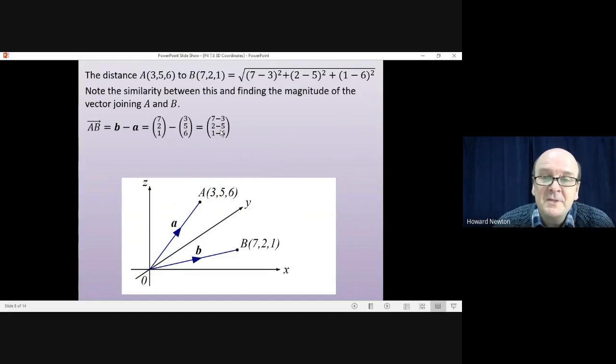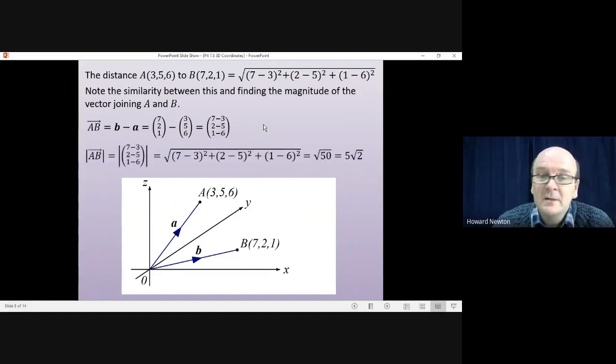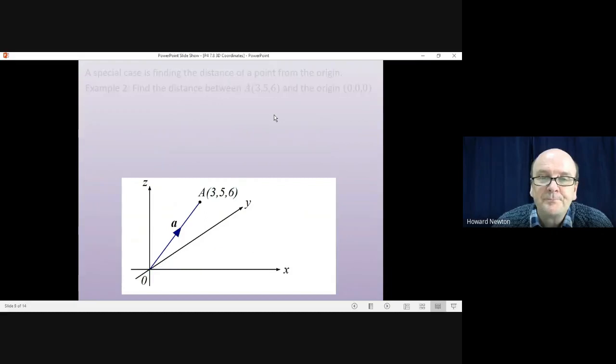And if I then want to find the magnitude of that vector, again I use Pythagoras. I get the square root of (7 minus 3) squared plus (2 minus 5) squared plus (1 minus 6) squared, which is essentially exactly the same method as finding the distance between 2 points using Pythagoras. Again, we get 5 root 2 for the answer.